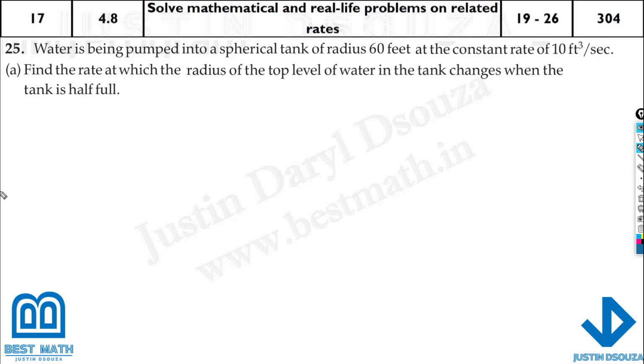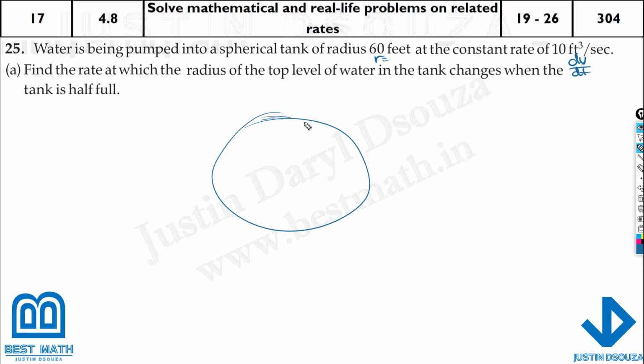Now we have a very interesting problem. Water is being pumped into a spherical tank of radius 60 feet at a constant rate given over here. So radius r is given and constant rate is given, that is dv by dt. Find the rate at which the radius of the top level of water tank changes when the tank is half full. So now this is a sphere.